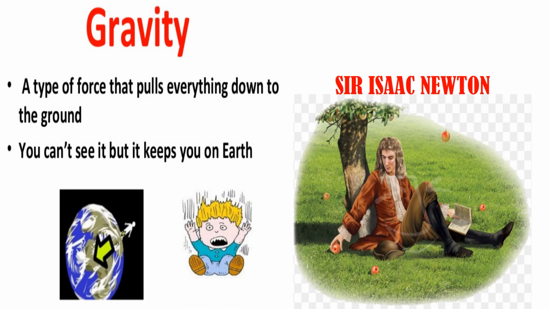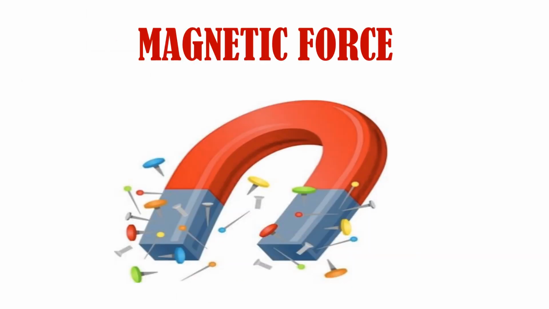Now, so what is gravity? It is the earth's pull, or it is a type of force that pulls everything down to the ground. So the gravitational force is because of the earth's gravity. Because of this gravitational force we are able to walk, and all the things stay on the surface because of this gravitational force. The next thing is the magnetic force.